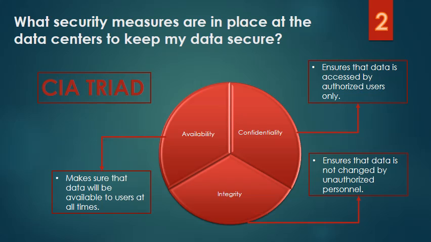The CIA Triad of Information Security implements security using 3 key areas. Confidentiality. This ensures that the data is accessed only by authorized users. Integrity. This ensures the data is not changed by an unauthorized user. And availability, which makes sure data will be available to users at all times. This is an integral piece of security systems that are in place for data protection.